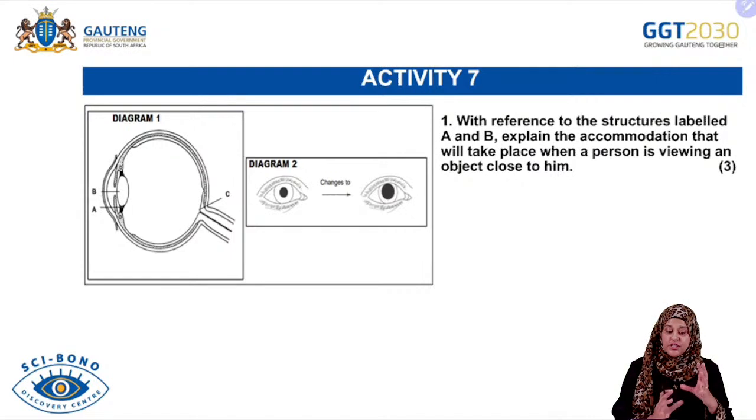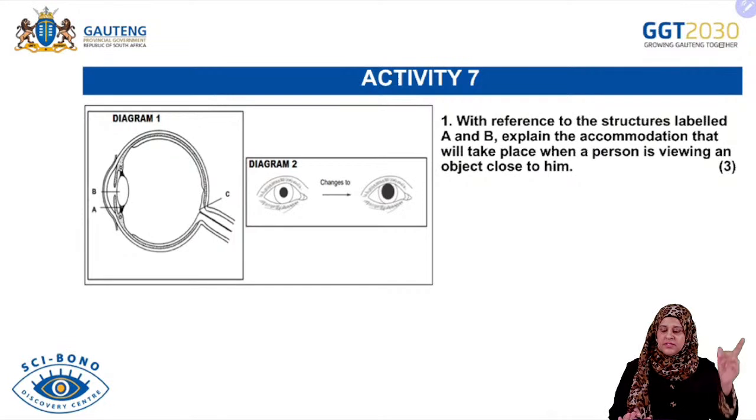With reference to that, you need to mention that in the exam as A or B, or you can say the name. You can say A, the suspensory ligaments, and B, the lens. With reference to the structures labeled A and B, explain the accommodation that will take place when a person is viewing an object close to him. So immediately, we are talking about an object close, accommodation. Immediately, you must understand we're speaking about distance. If we're speaking about distance, we're speaking about suspensory ligaments.